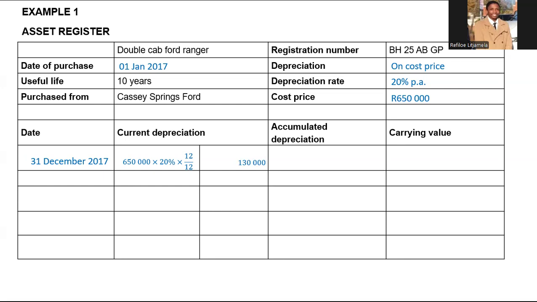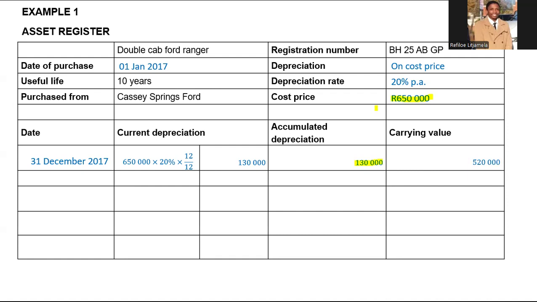Accumulated depreciation in the year you purchase the asset will be the same as depreciation for that year. To calculate carrying value, you will take the cost price and subtract accumulated depreciation. It'll give you the carrying value of 520,000.